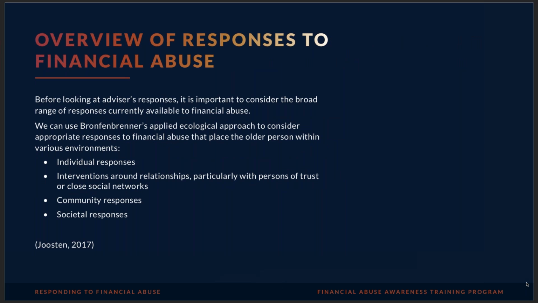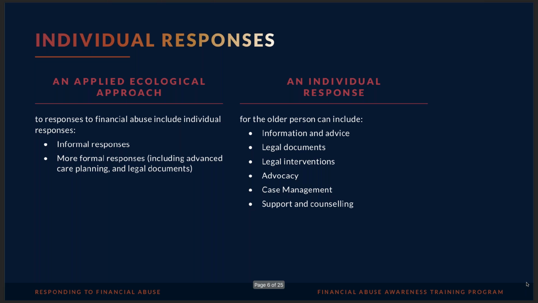Before looking at advisors' responses, it's important to consider the broad range of responses currently available. We use the applied ecological approach to consider these appropriate responses, and we look at them from 4 perspectives. Firstly, the individual responses. Secondly, interventions around relationships, particularly those of persons of trust or close social networks, community responses, and then societal responses. So individual responses using the applied ecological approach can include informal responses and more formal responses.